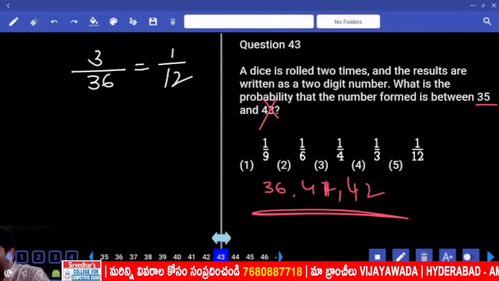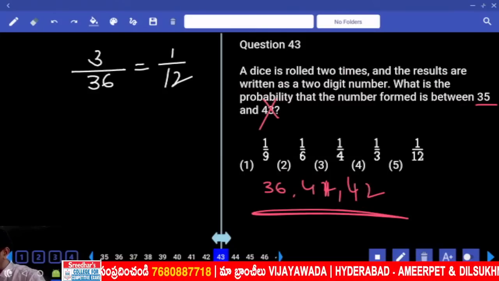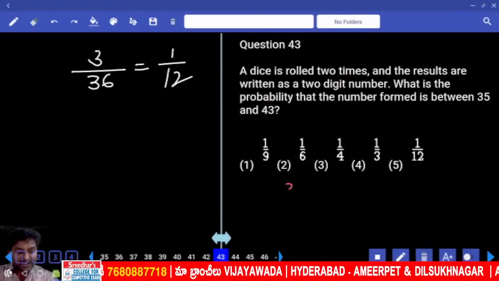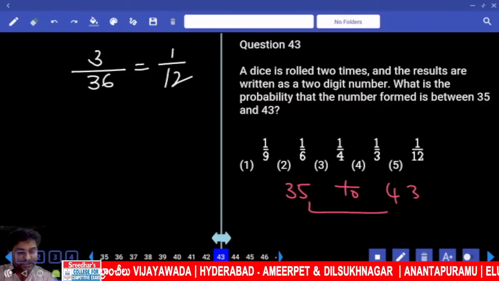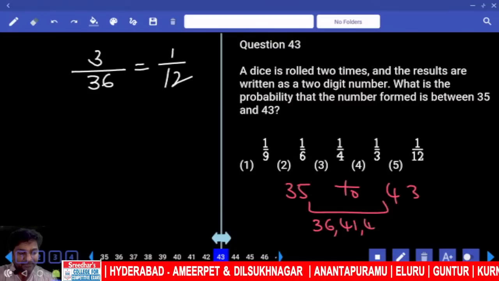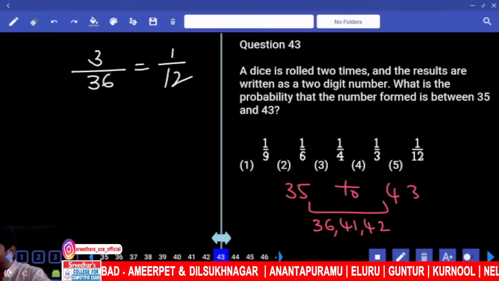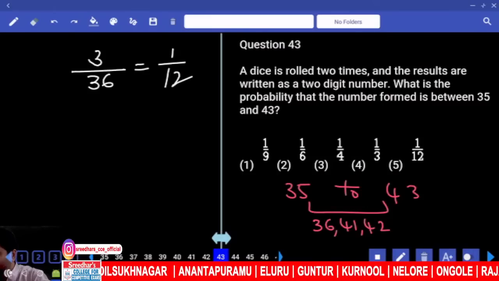You understand? On a dice you'll have only numbers from 1 to 6. So you have a range from 35 to 43. Between them it is only possible to get 36, 41 and 42. These are the only favorable cases for us. You get it? Next.